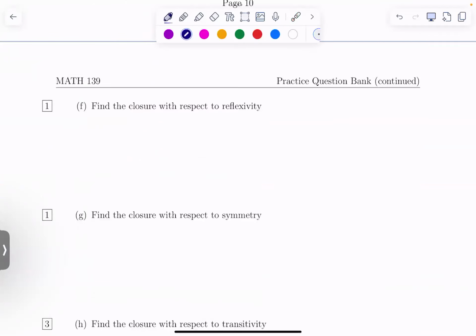But the closure, that's the original relation and the relations needed to make it reflexive.